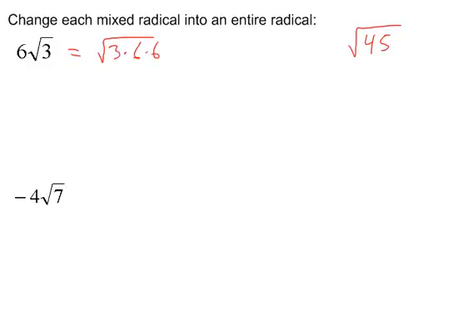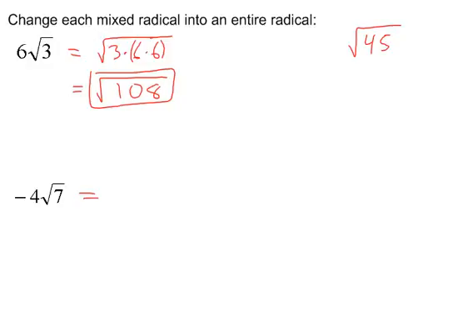And again, the reason is because that group of two sixes, that's what I'd be pulling out otherwise. So what is 3 times 6 times 6? So this thing would simply turn into the square root of 108. Okay? Then let's try the same deal with negative 4 and root 7.